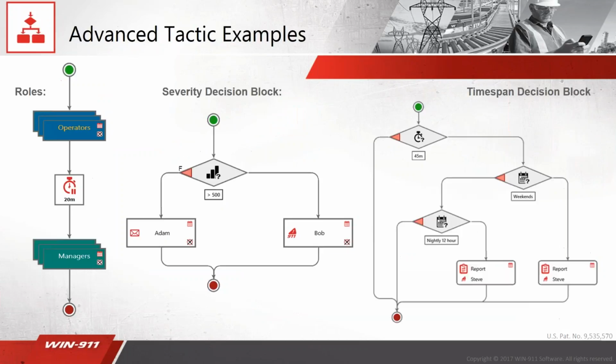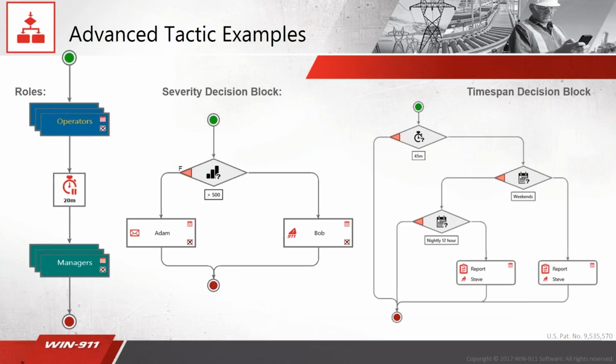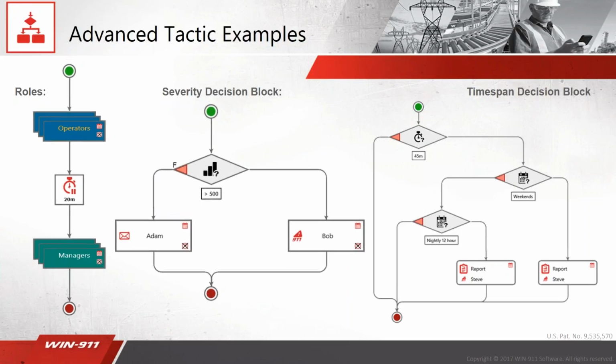So I'll show you a few example tactics real quick. So the first one here, you start off at the top, and we've got one of those notify all blocks. It's saying notify all connections wearing the operator role, wait 20 minutes, and then notify another role. So in this case, the manager role. So the next one, severity decision block. I showed you the severity decision block. Again, it's checking to see what the severity is. If it's over 500, go out on one side. If it's below 500, go out on the other side.